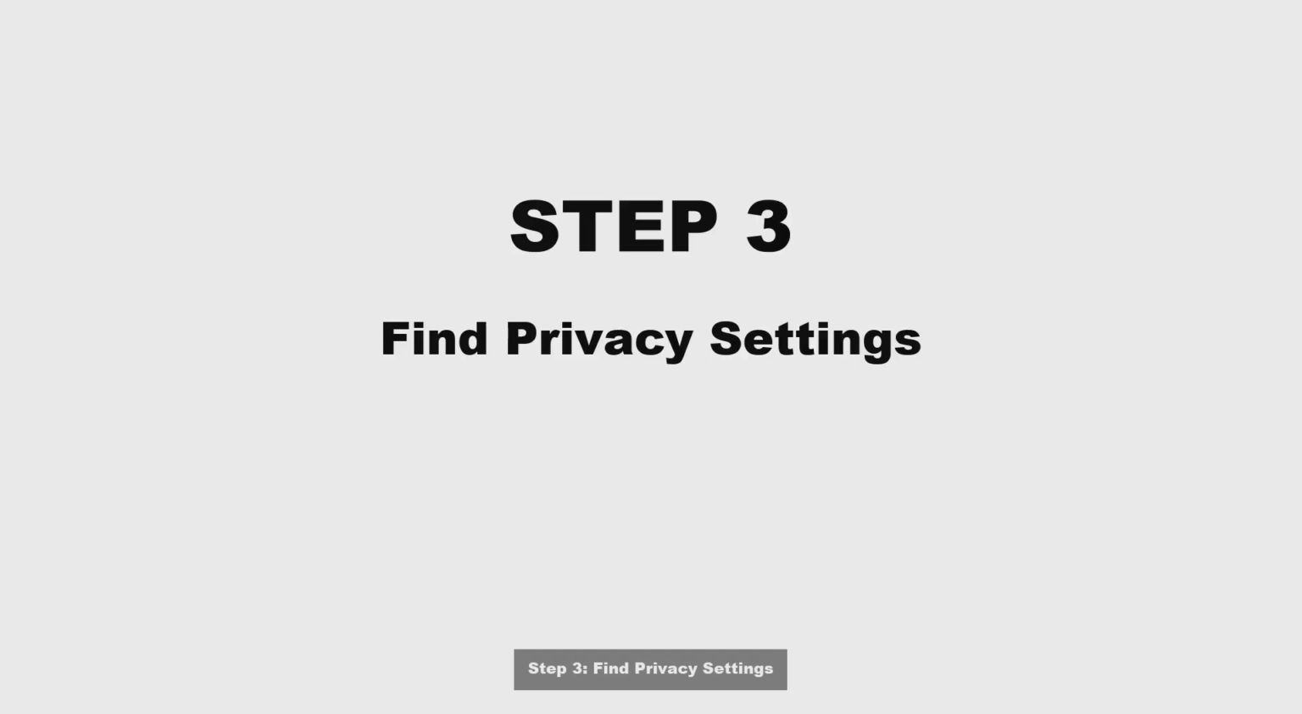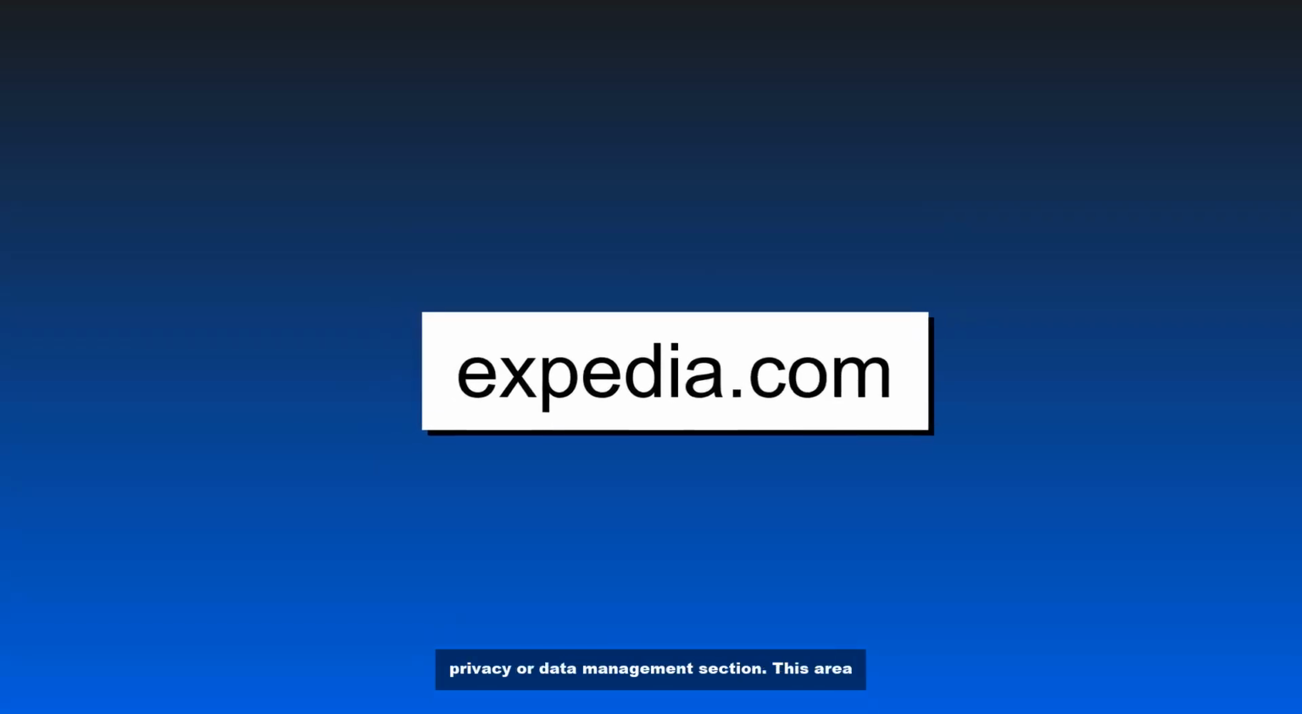Step 3. Find privacy settings. In the account settings menu, locate the privacy or data management section. This area typically contains options related to your search history and saved data.